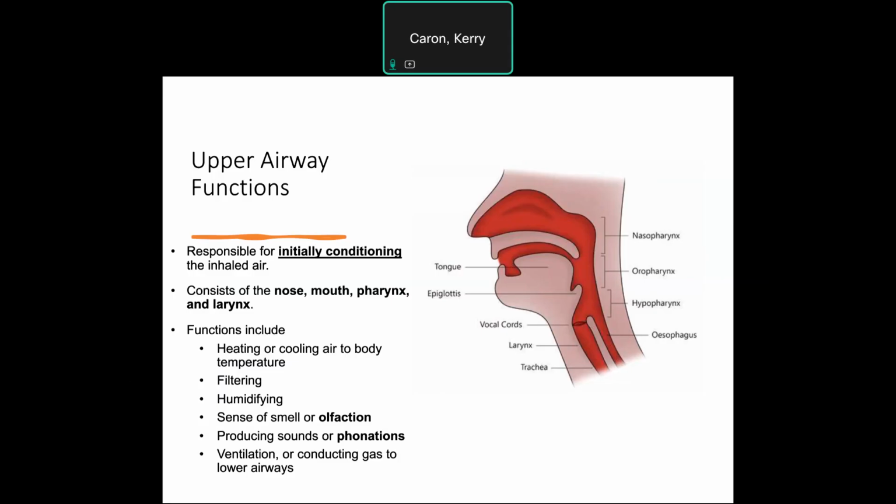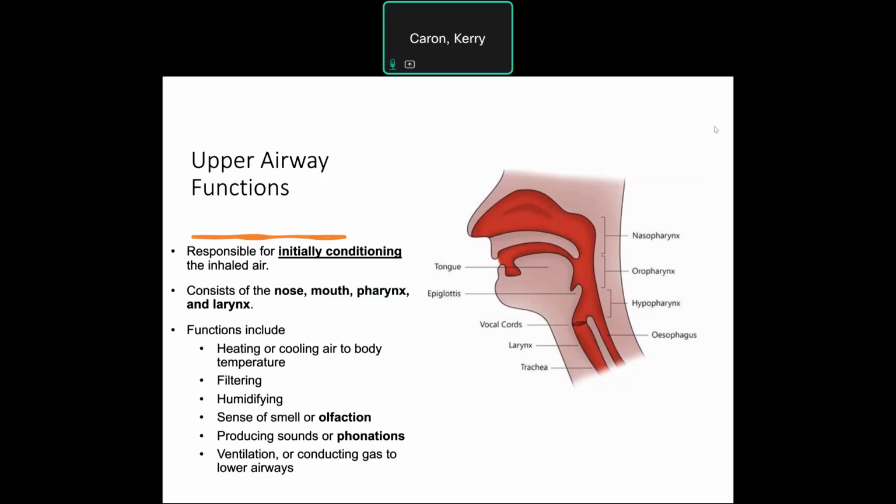So those functions, as I mentioned, are heating and cooling the air to body temperature so we're not shocked by what we're breathing in, filtering, and humidifying. We also get the sense of olfaction, so we're smelling things as we're bringing air in.